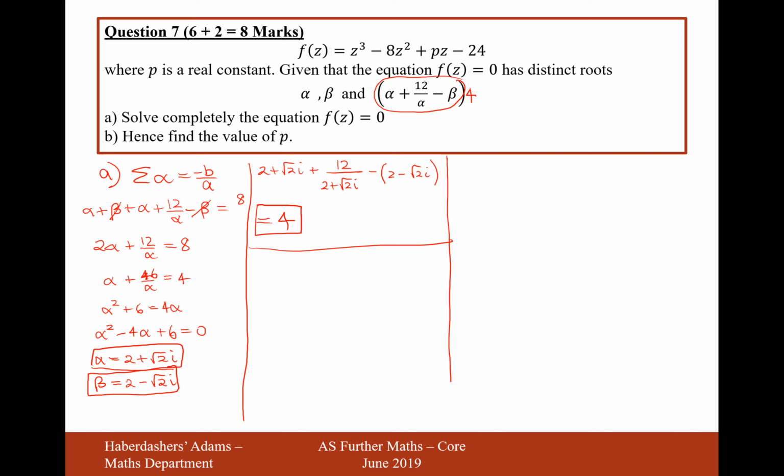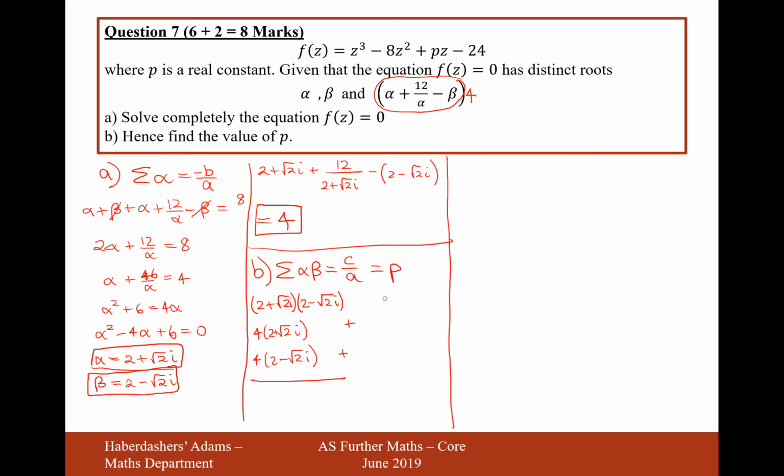Moving on to part B now, hence find the value of p. This is going to be the sum of the doubles equals c over a, which in this case will just equal p over 1, so p. So we'll add these up doubled, so 2 plus root 2i and 2 minus root 2i, multiplied together, add 4 lots of 2 plus root 2i, and then add 4 lots of 2 minus root 2i.